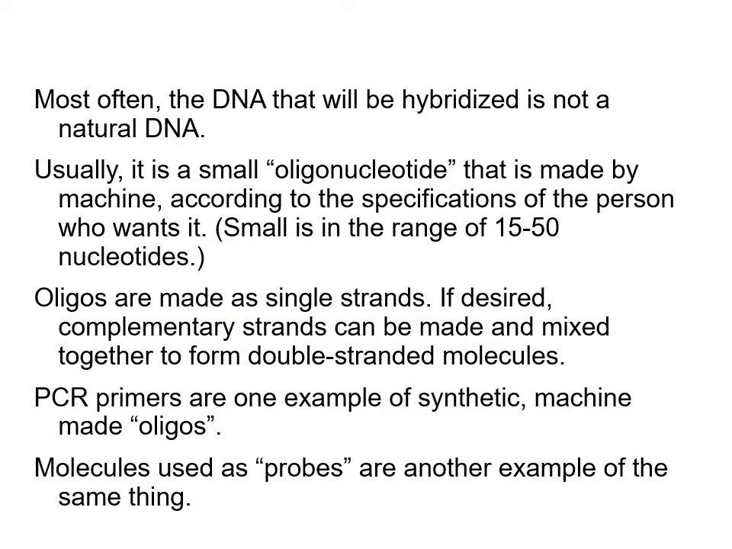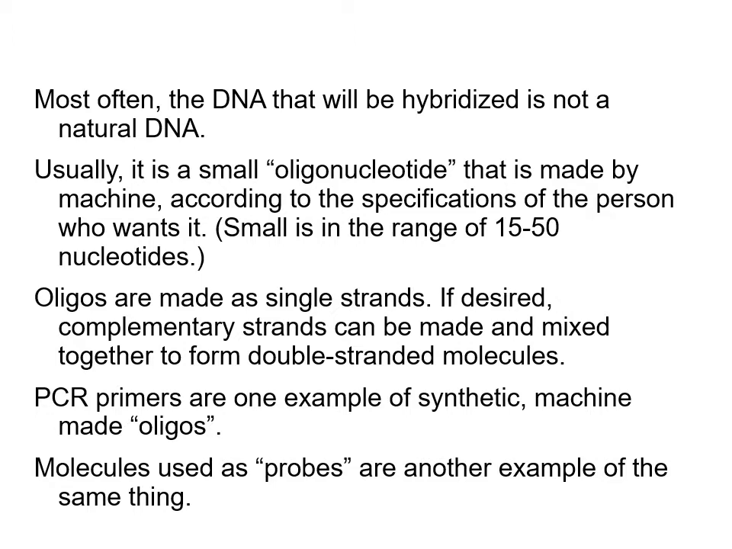Okay, so most often, in general, the DNA that is being hybridized is not a natural DNA. It's going to be an oligonucleotide that's made by a machine, made to the specifications of the person who wants it. So it's going to be something small, in the range of 15 to 50 nucleotides. It's going to be single-stranded, and it's going to be made to be complementary to the sequence that we're trying to bind to. Okay, PCR primers, of course, are examples, but probes are also another example of the same thing.